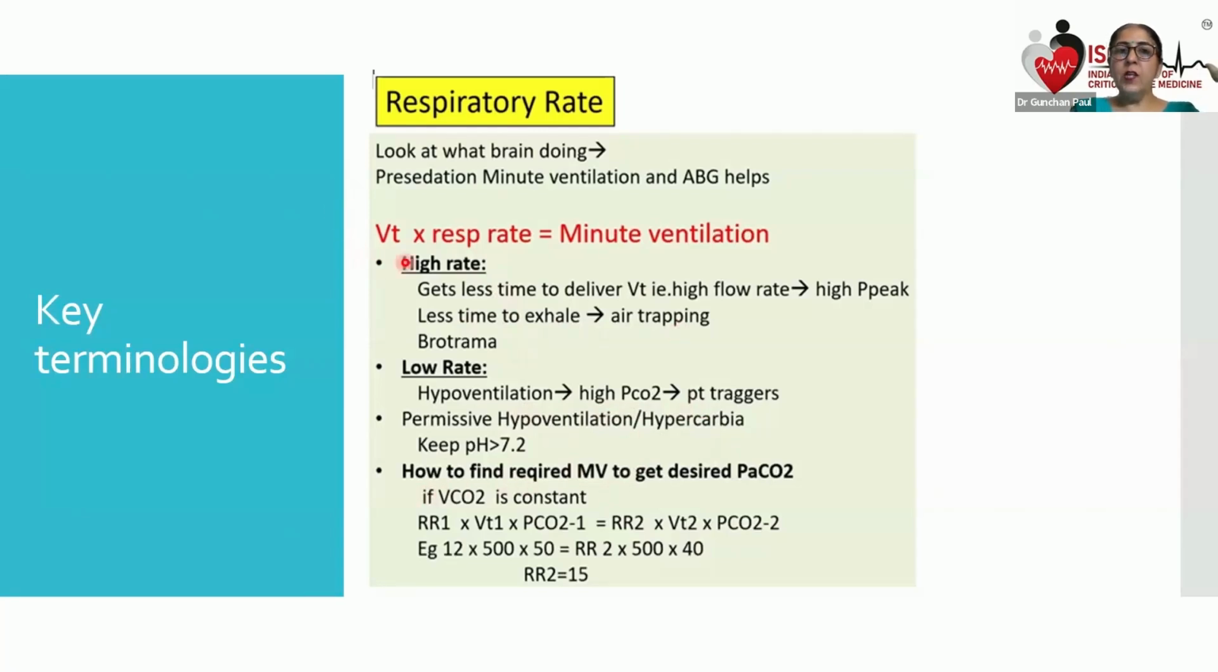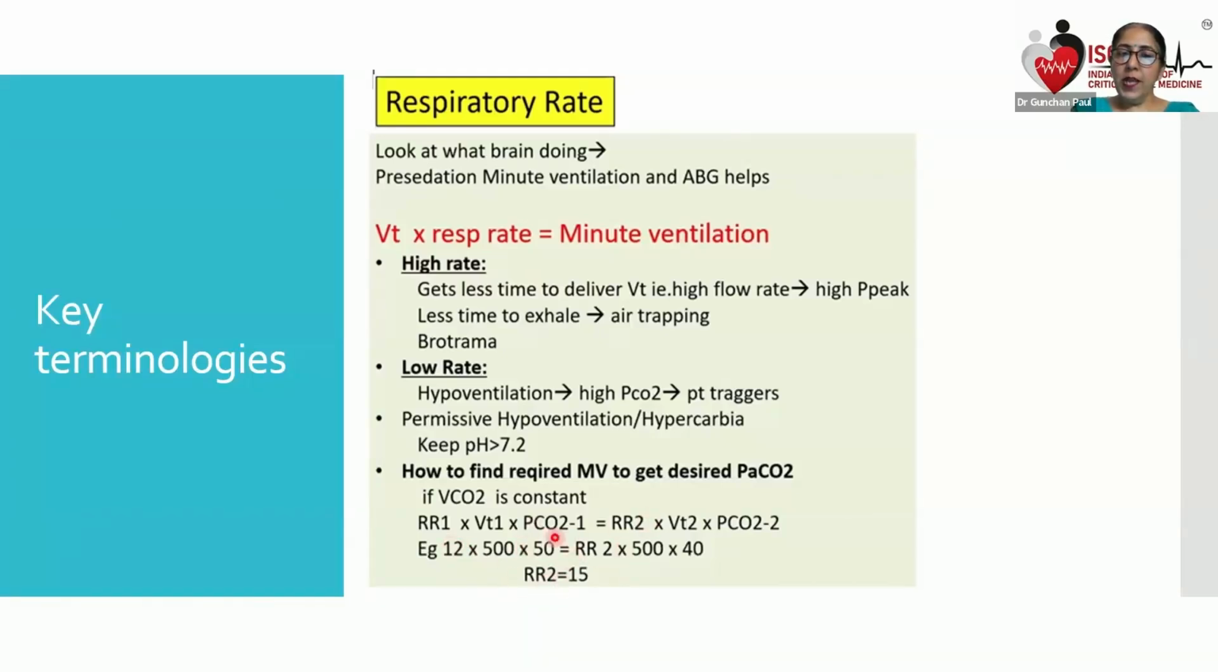So how to find out the required minute ventilation? If I say a normal patient with 400 tidal volume and 15 respiratory rate, that comes to 400 into 15, about 6,000. That is 6 liters. So normal adequate minute ventilation is about 6 to 8 liters.